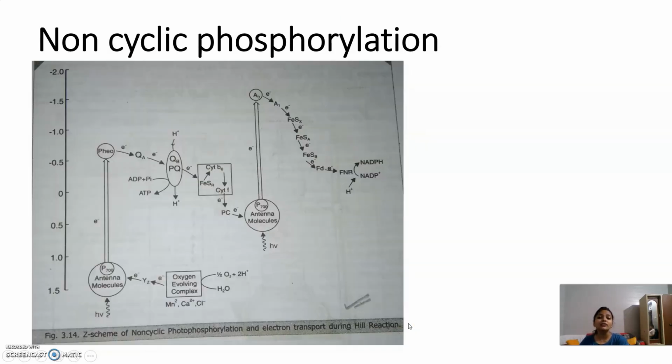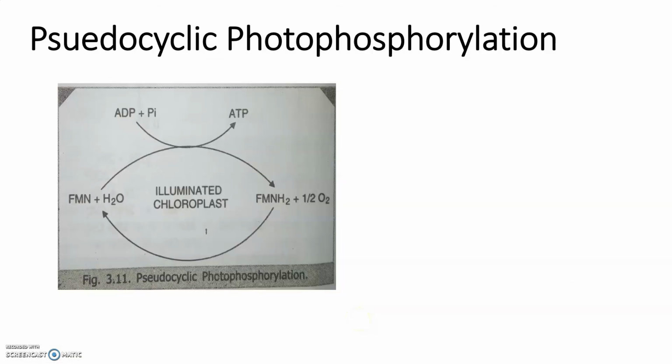Next, we'll study non-cyclic photophosphorylation. Here, the electrons which leave the oxidized chlorophyll molecules are never returned to them. They are transferred through the Z scheme to the NADP, forming the NADPH. And whenever it requires, the oxidized chlorophyll molecules require new electrons. They are provided by the oxygen evolving complex. Let's start with the pseudocyclic photophosphorylation.